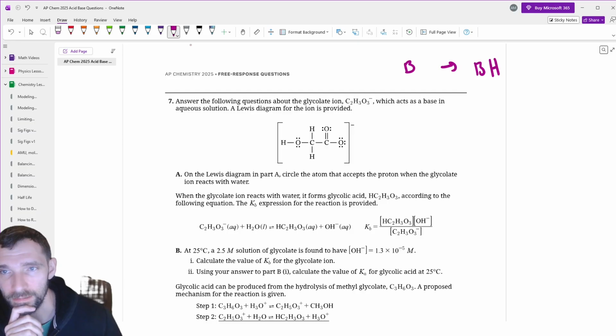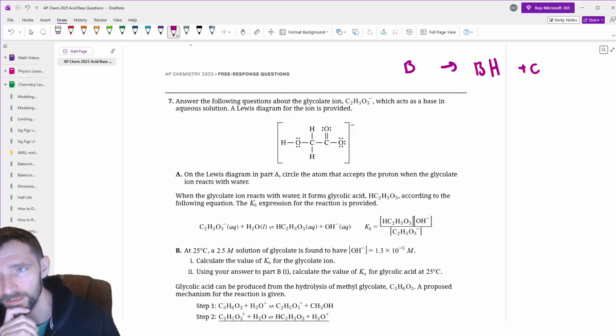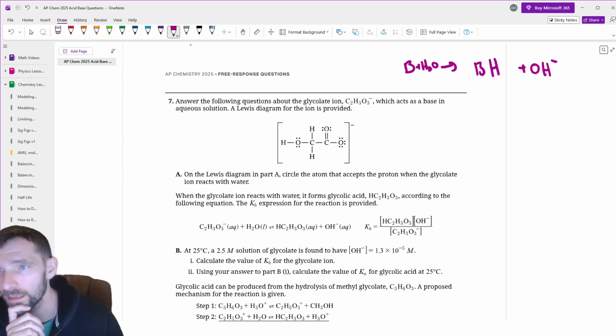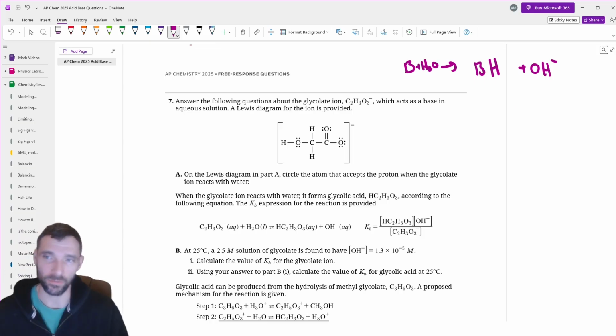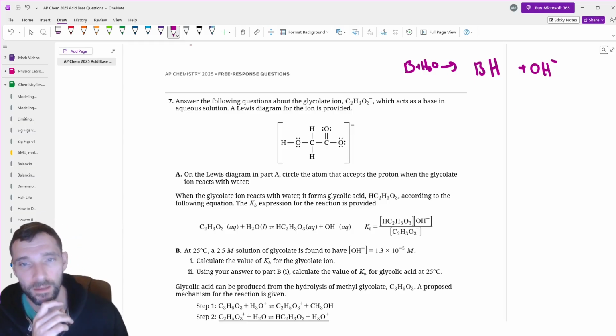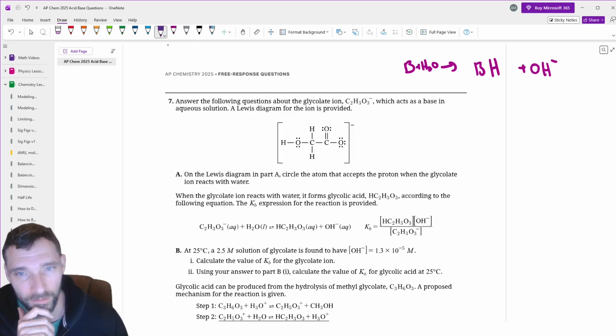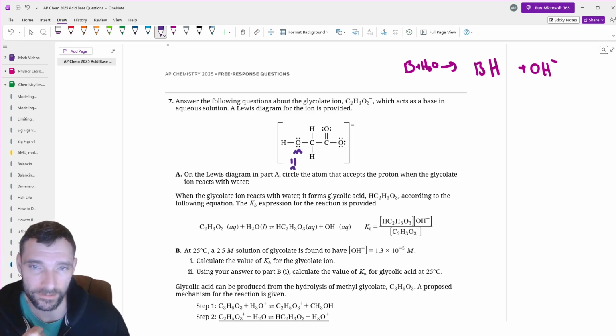So this might be producing some OH minus if it was reacting with water. That's kind of the big picture. A base will produce OH minus or take in hydrogen. And so this has a couple places where hydrogen might attach. You might want to put that on this, but that's actually not a very good base.